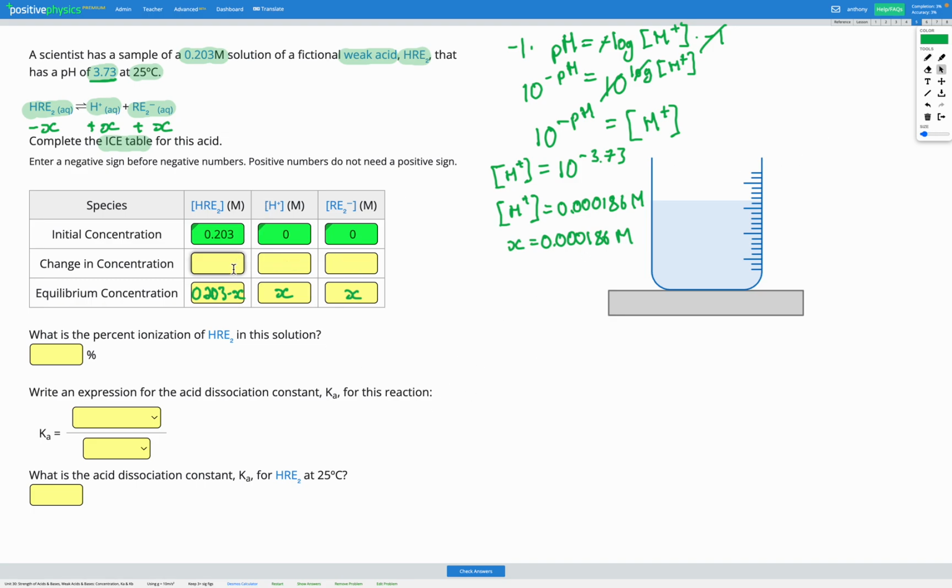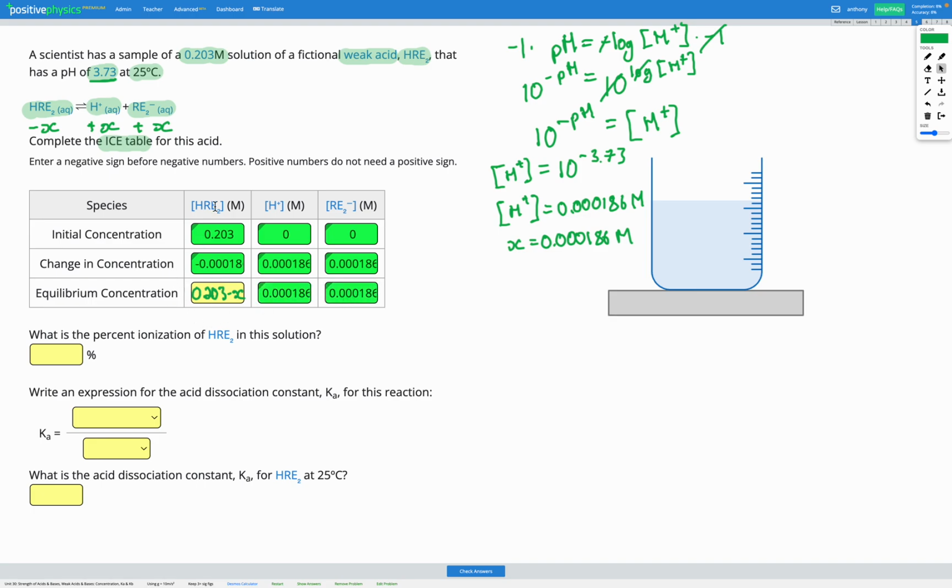So here our change is going to be negative 0.000186. Here our change is going to be positive 0.000186. And the same here, positive 0.000186. That leaves us with both the H plus and Re2 minus concentrations will be 0.000186.